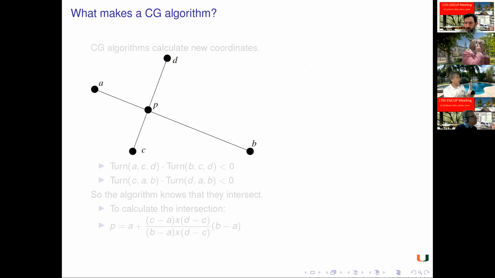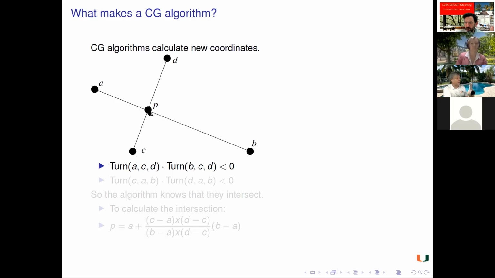here is a pair of line segments, AB and CD. And another thing you do in algorithms besides calculating predicates is you calculate new points. So you calculate new coordinates. And so what you first do is you say, hey, ACD is a left turn. So that turn is positive, but BCD is a right turn. That turn is negative. And so turn ACD times turn BCD is less than 0.